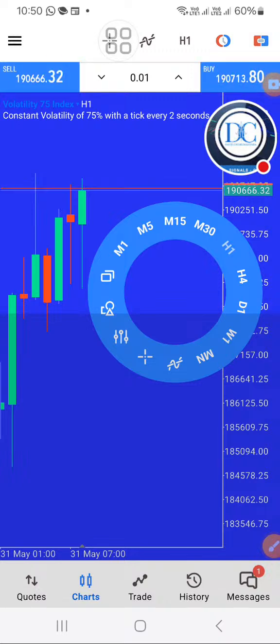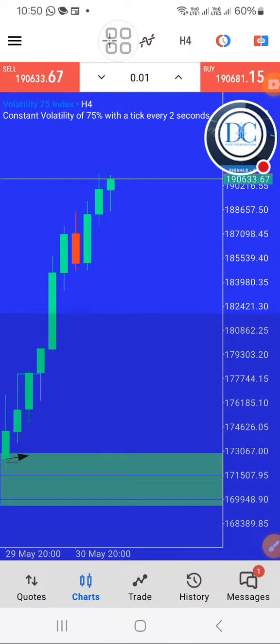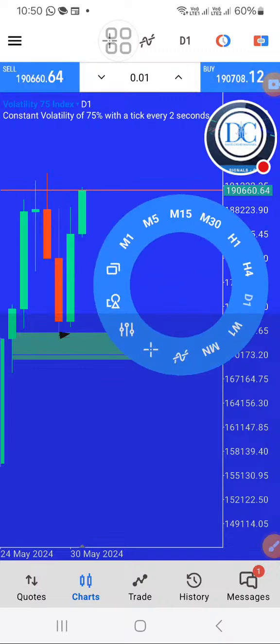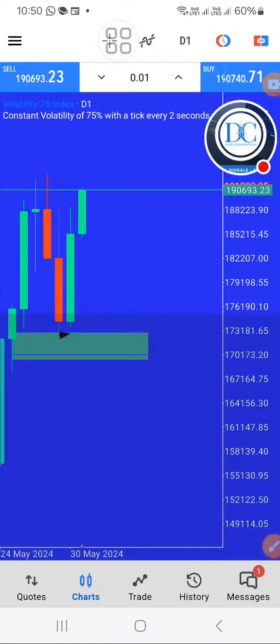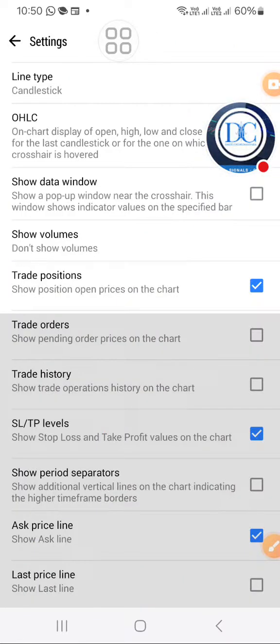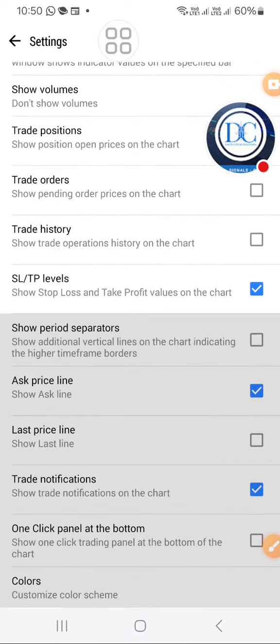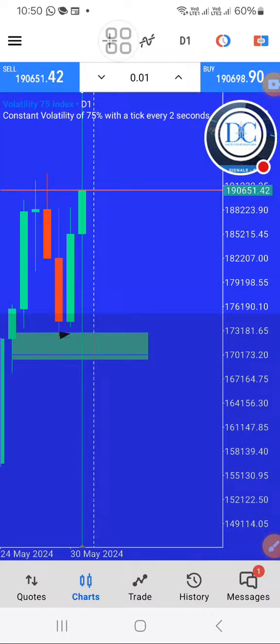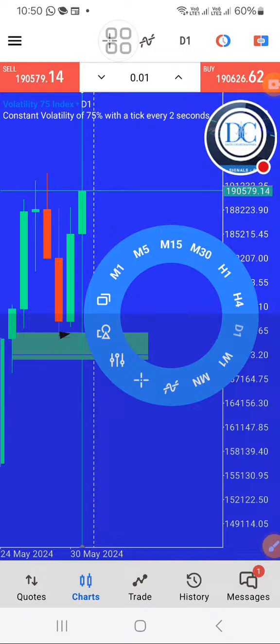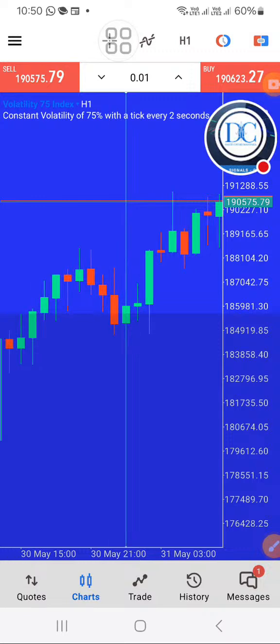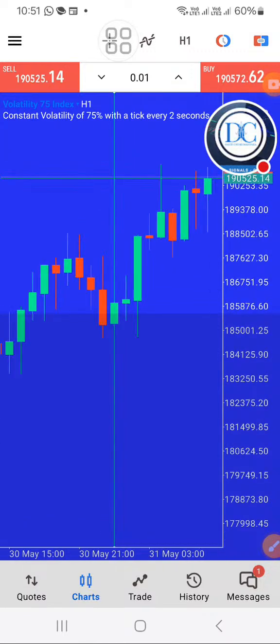Okay, let's go to the H4. So I think for today, these were the two candles. Okay, let's go to the daily. This is our daily candle. Let me put a period separator here. Okay, let's go to the lower time frame, H1. Our period separator is here. So let's look at what took place in VIX 75 today.